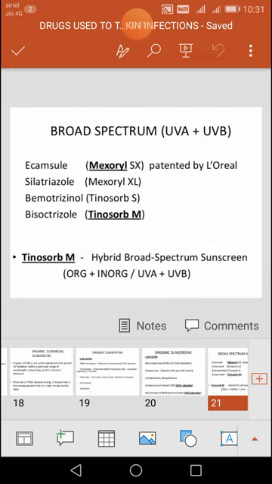Then broad spectrum combinations, that is UVA and UVB. These are the different types of ultraviolet filters. So Mexoryl, then drometrizole, then bemotrizole, and bisoctrizole. Then tinosorb, this is more helpful. This is the combination of organic plus inorganic, and also UVA and UVB. This is a hybrid broad spectrum sunscreen.